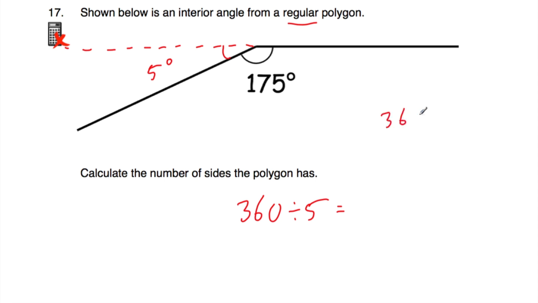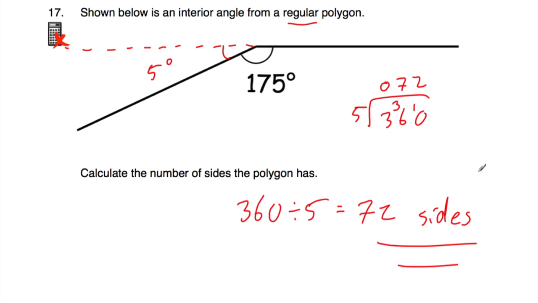So let's do that. 360 divided by 5. How many 5s go into 3? 0 remainder 3. How many 5s go into 36? Well, 7 times 5 is 35, so it's going to be 7 remainder 1. And how many 5s go into 10? That's going to be 2. So that means there's 72 exterior angles, and if there's 72 exterior angles, that means there's 72 sides. So that regular polygon has got 72 sides, and that's it.